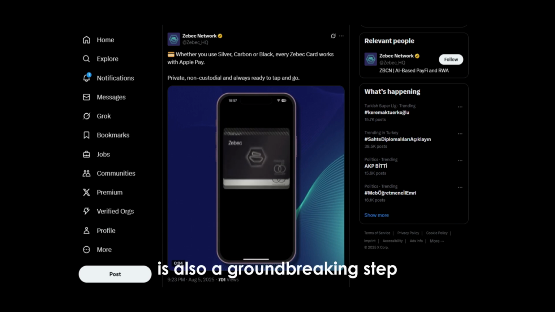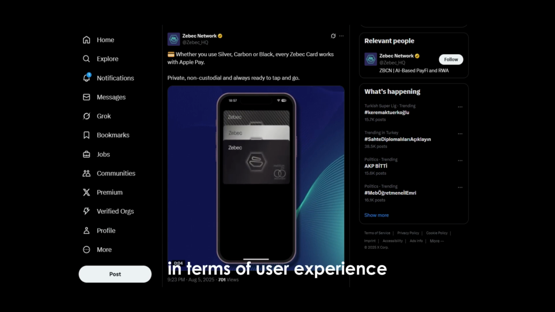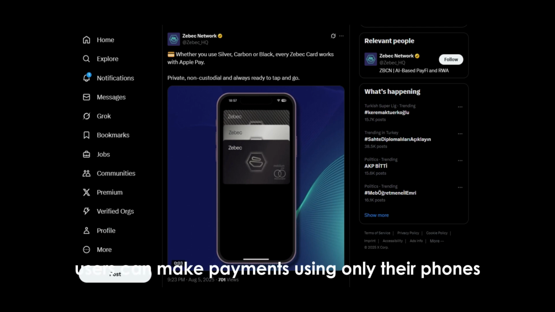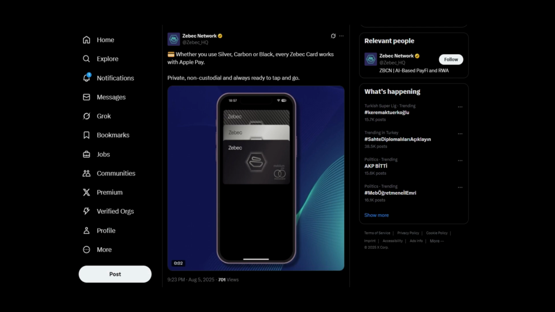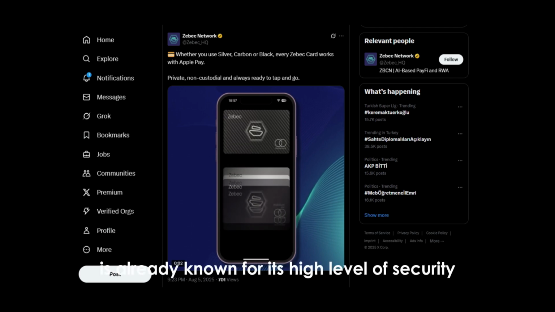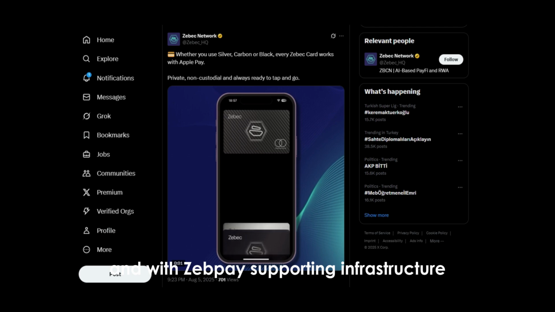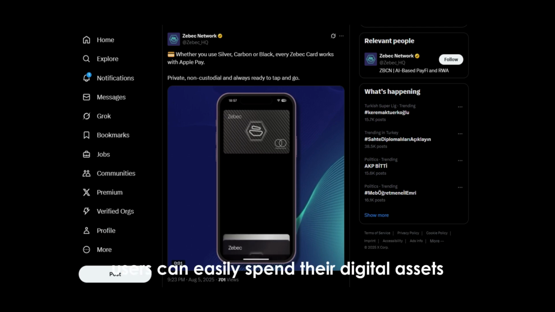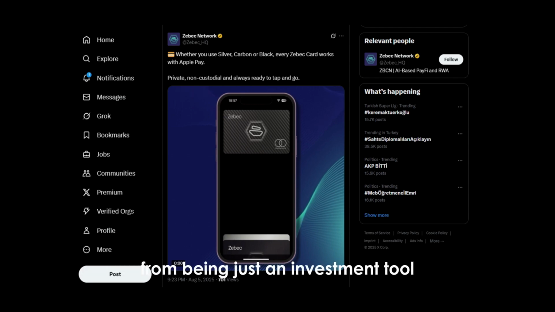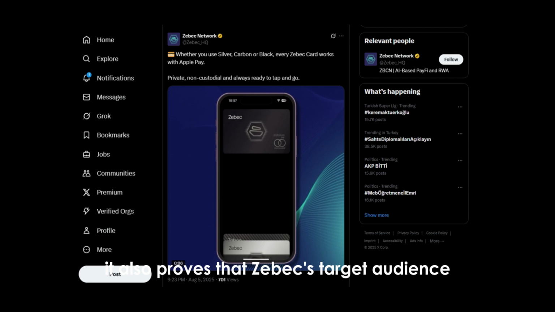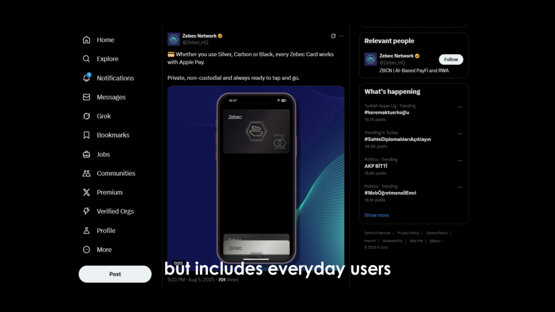Integration with Apple Pay is also a groundbreaking step in terms of user experience. Users can make payments using only their phones without needing a physical card. This offers significant advantages in terms of both security and convenience. Apple Pay is already known for its high level of security, and with Zebec supporting infrastructure, users can easily spend their digital assets in everyday life. This helps shift the perception of cryptocurrencies from being just an investment tool to becoming a viable means of spending. It also proves that Zebec's target audience is not limited to investors, but includes everyday users.